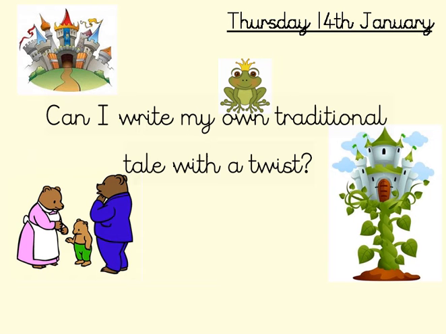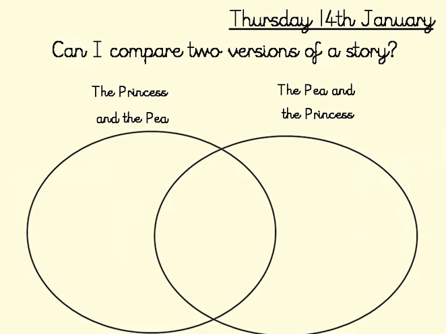Today's date is Thursday the 14th of January, and our learning journey question is, can I write my own traditional tale with a twist? And you've been working really hard on our story, The Pea and the Princess. Let's have a look at our learning for today.